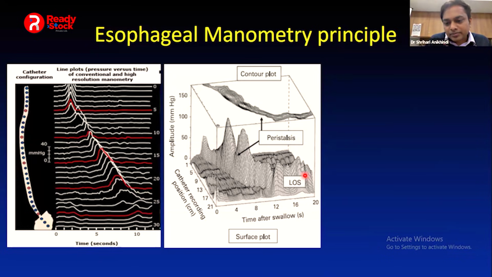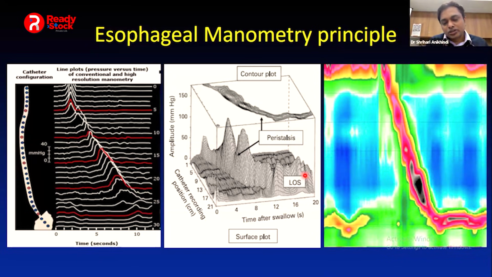So the researchers, especially Dr. Ray Clouse, he was the one who proposed that we convert this into the form of colors. Okay, so this is a contour graph. So this is a Clouse plot. So what basically they did was they gave different colors to the different pressures.